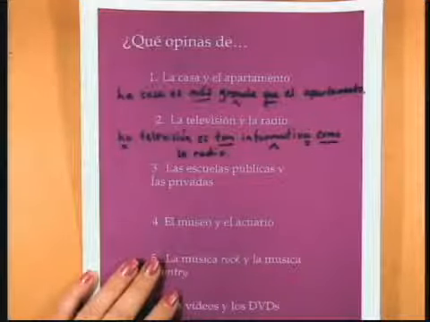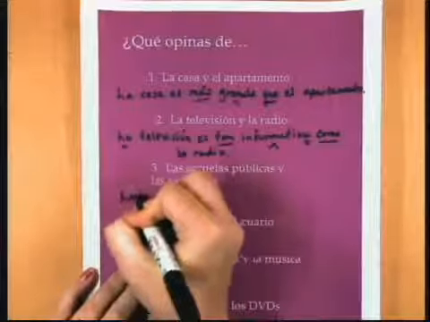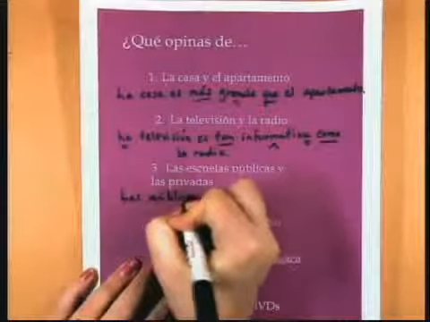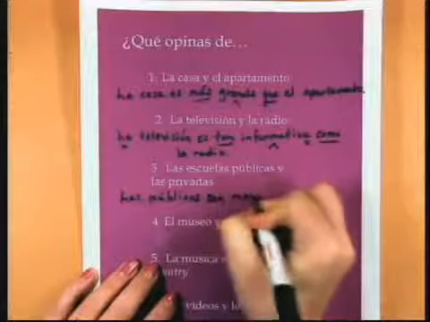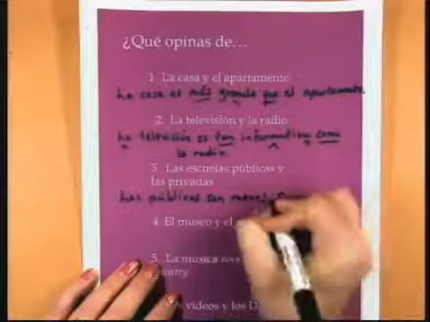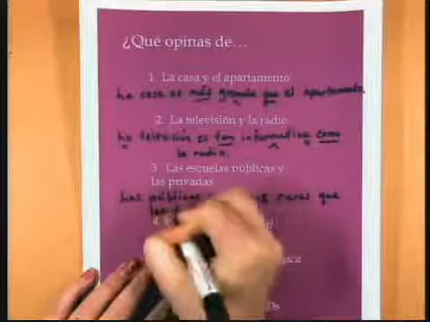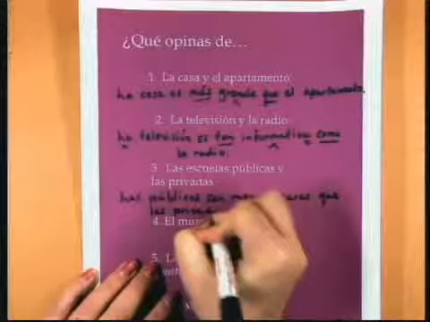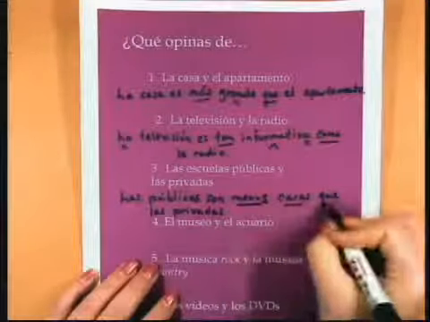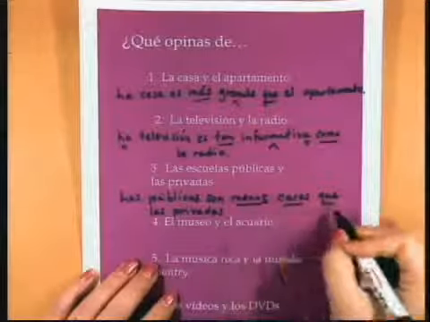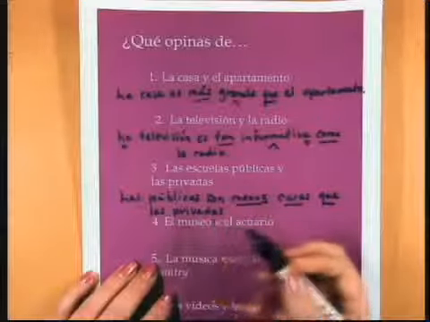Ok, número 3, las escuelas públicas y las privadas. Las públicas, I can take escuelas out. Las públicas son menos caras. That's an S. Son menos caras que las privadas. Public schools, las públicas, son menos caras que. So that's menos and then the adjective and then que. And it's caras because las escuelas públicas es femenino y plural.